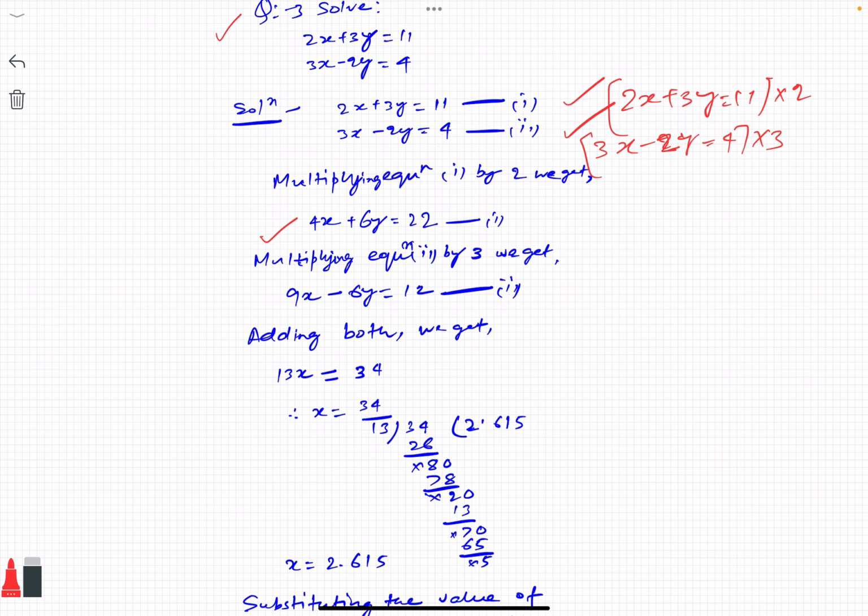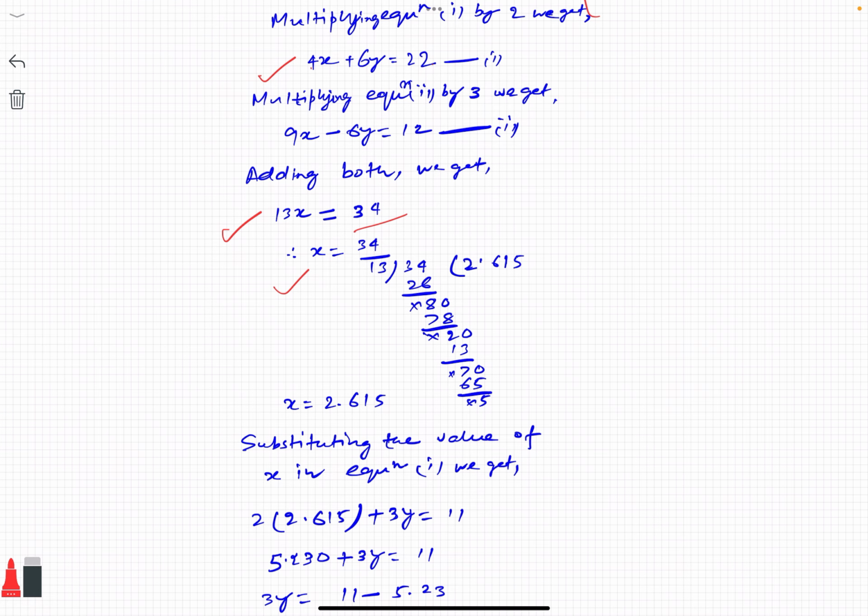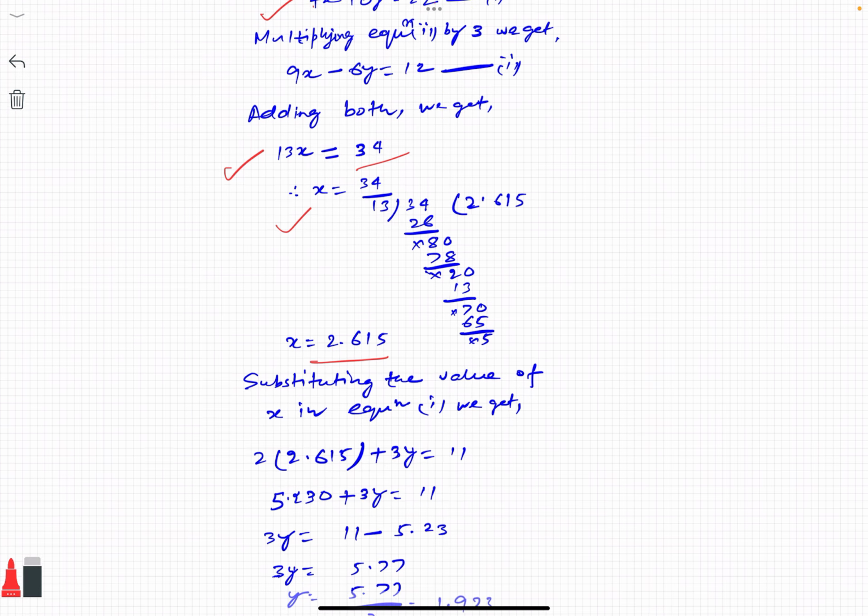Adding both equations, we get 13x is equal to 34. 4 and 9, 13, 6y cancelled, 22 and 12 will be 34. So we will find out the value of x. x is equal to 2.615.